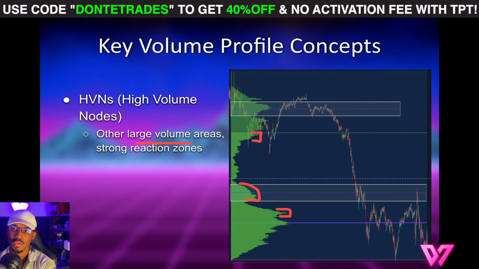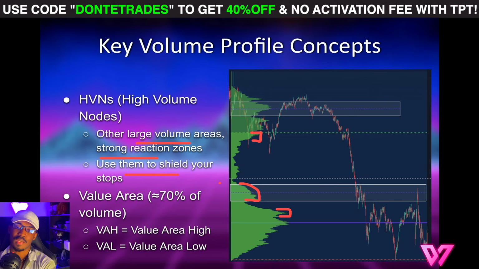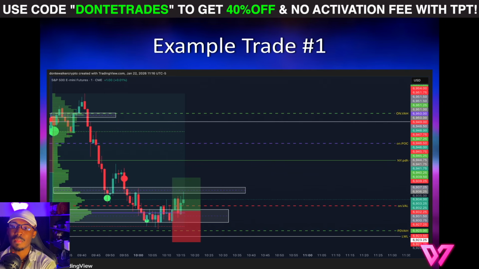Again, these are other large volume areas, and when price breaks from a high volume node and comes back to retest a high volume node, you generally get very strong reactions from high volume nodes. So I like to use them as shields for my stops. I'm not going to get too much into that in this video, but we have to always pay attention to the high volume nodes and how they are going to be either protecting our trades or working against us, right?